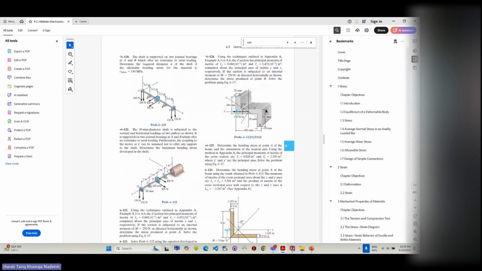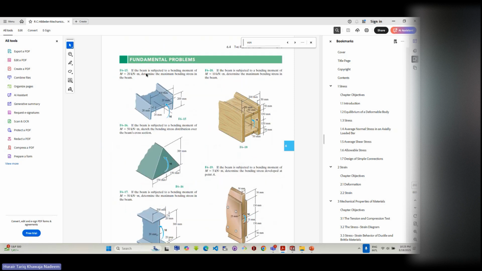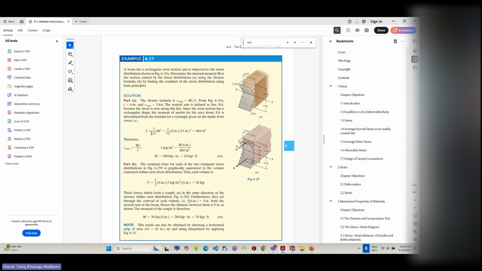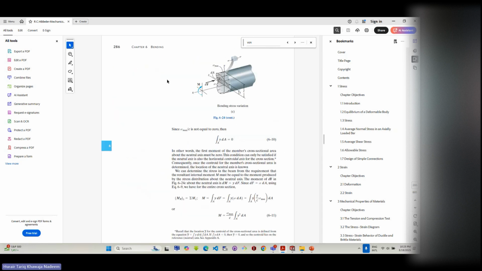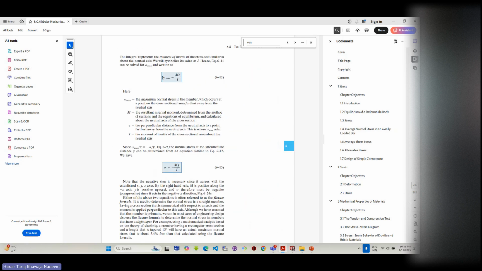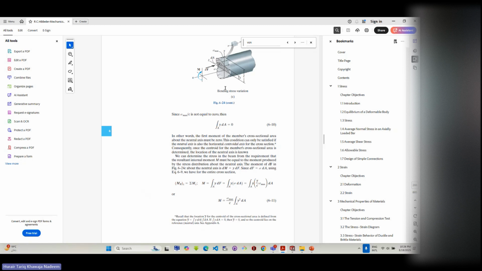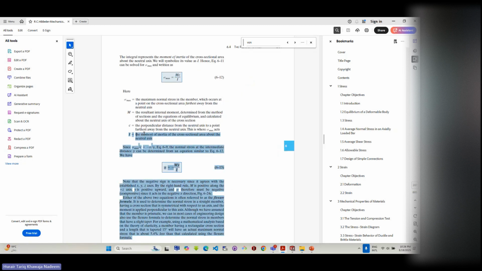This is R.C. Hibbeler anyway. So you come to this chapter and it's called bending. So what is this formula? Flexure formula. You have done this one, the flexure formula. So it tells you what is actually going to be the distribution of stress. So the maximum stress is actually MC over I, where M is the moment, and C is actually the distance from the neutral axis. So you have this neutral axis, C is actually the maximum distance. And I is the moment of inertia of the cross-sectional area about the neutral axis.